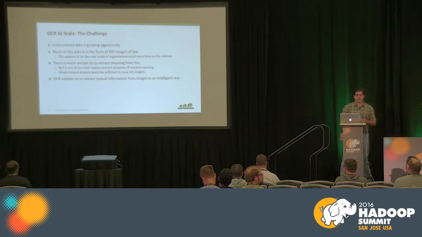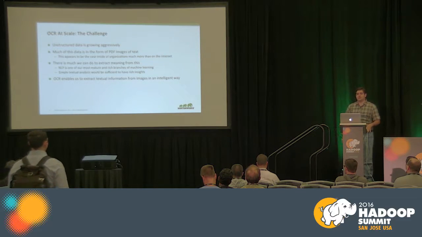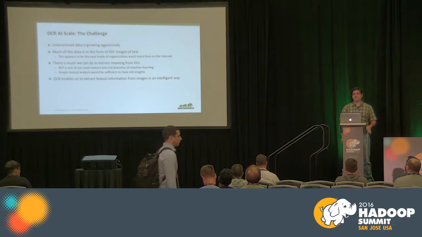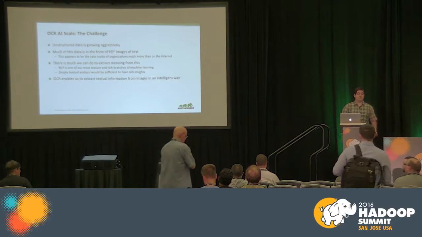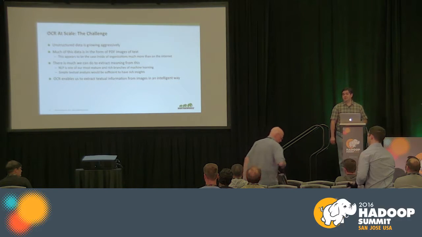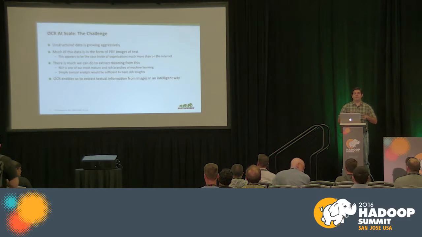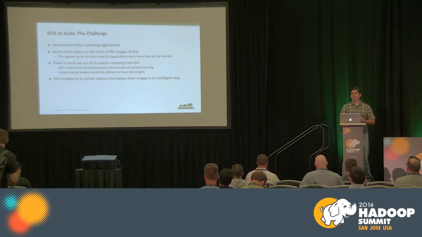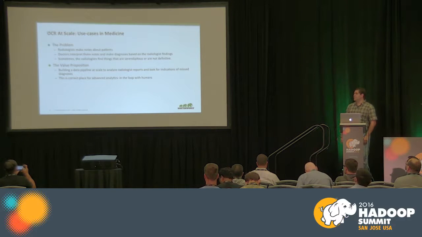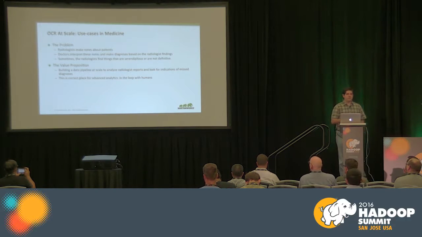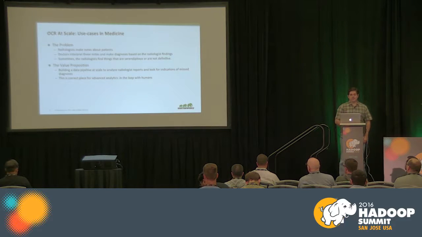So OCR really enables us to extract textual information from images in an intelligent way. And on top of this, we have pretty mature platforms for doing this. Tesseract is an open source platform for doing OCR that has been around forever, open sourced by Google. We have mature image processing pipelines that have been around forever, but we don't really have them pieced together inside of Hadoop. And that's what this talk is going to be about, piecing them together. So first, let's motivate the problem a bit. I've motivated it kind of vaguely, but I'll motivate it more specifically.